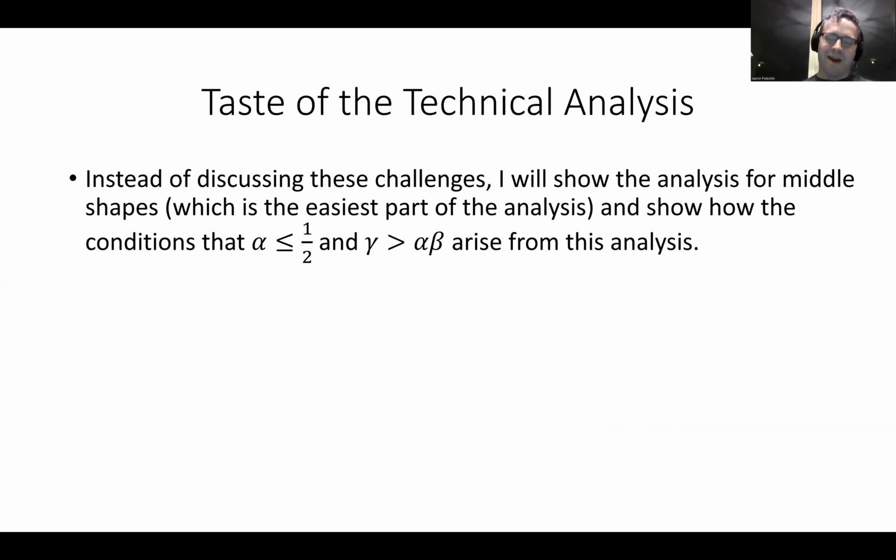Okay, so that was a mouthful, and that probably didn't make much sense unless you're a sum of squares lower bounds expert. So instead of discussing these challenges, I'll show the analysis for middle shapes, which is the easiest part of the analysis. And I'll show how the conditions that alpha is less than or equal to 1/2 and gamma is bigger than alpha times beta arise from this analysis. For this analysis, I'll show the steps of the analysis, but I won't be able to fully explain why we take these steps.